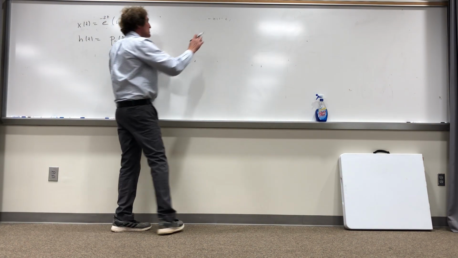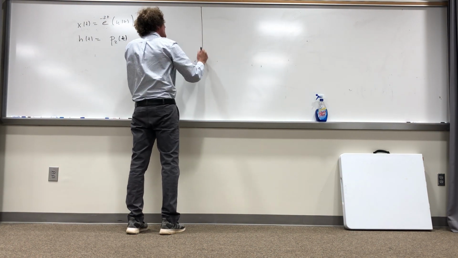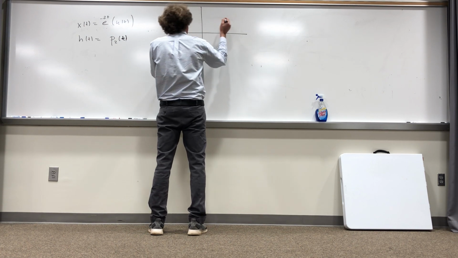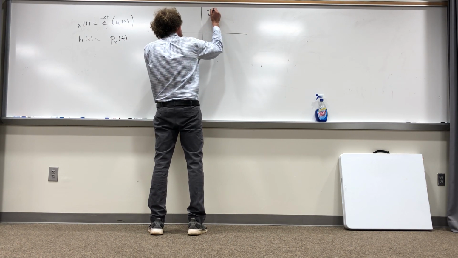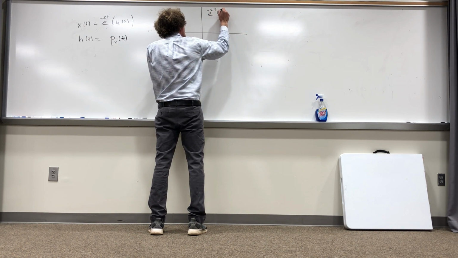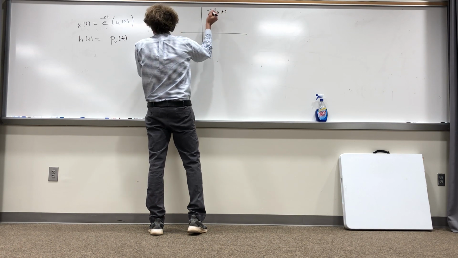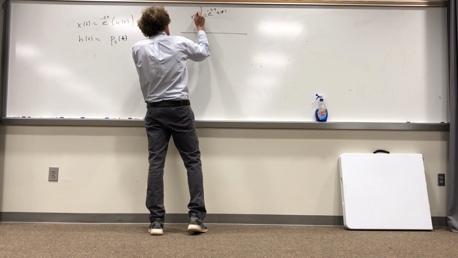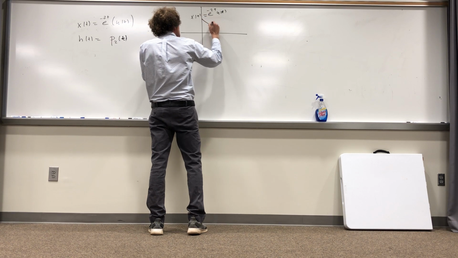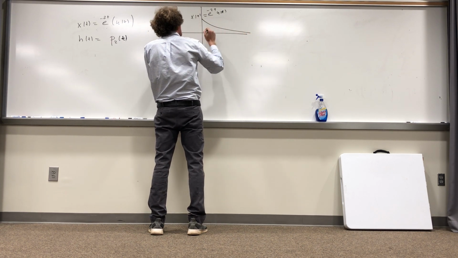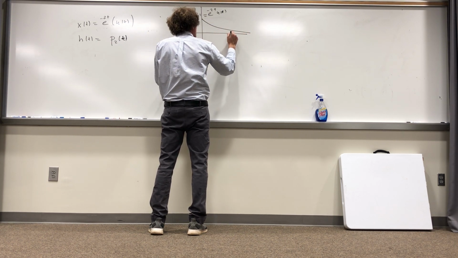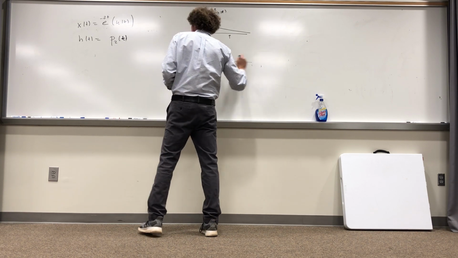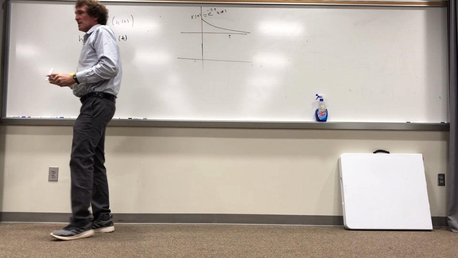If we're convolving these two functions, we leave that one alone. And that one looks like this. This is e to the minus 2 tau, u of tau. And that's going to be my x of tau. It does this, like so. And this is tau. Now, when I flip and shift this, what happens?